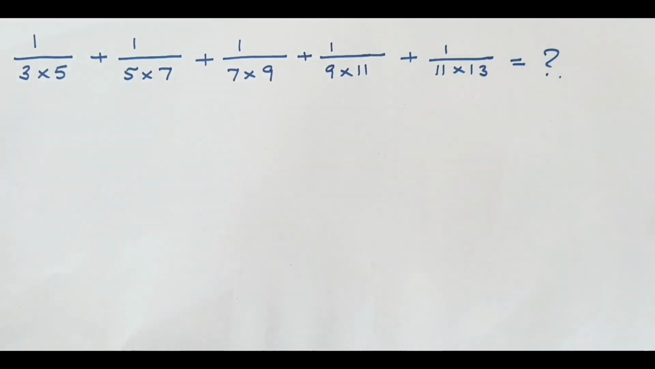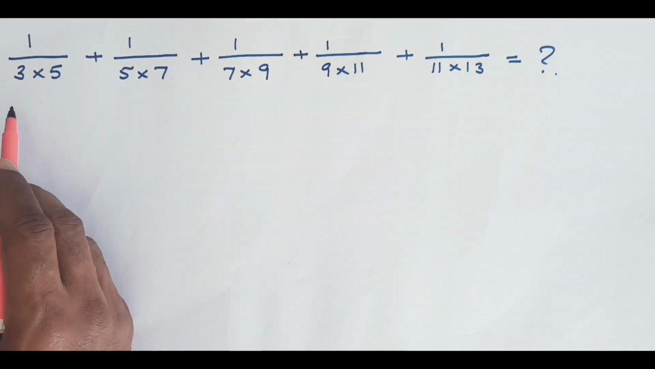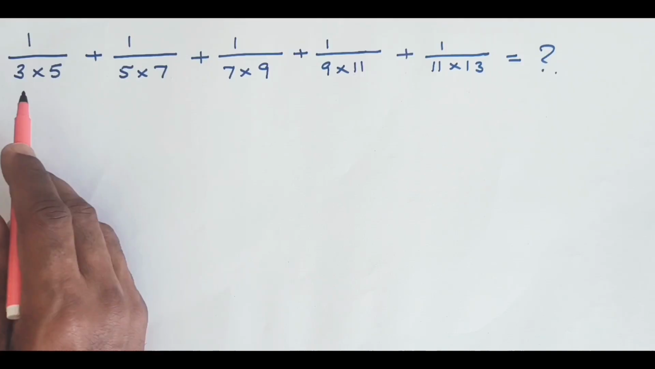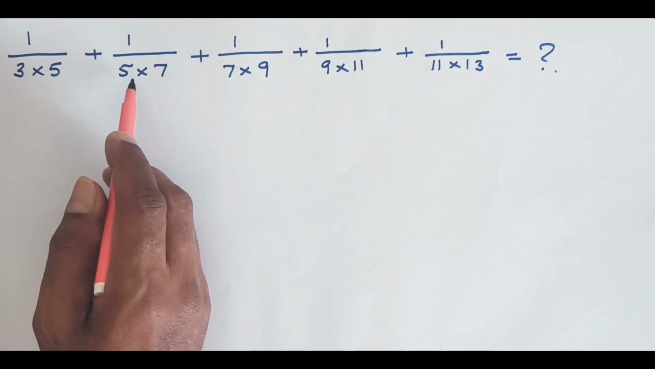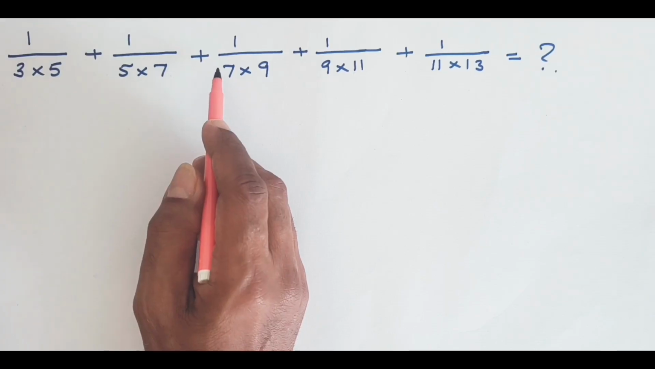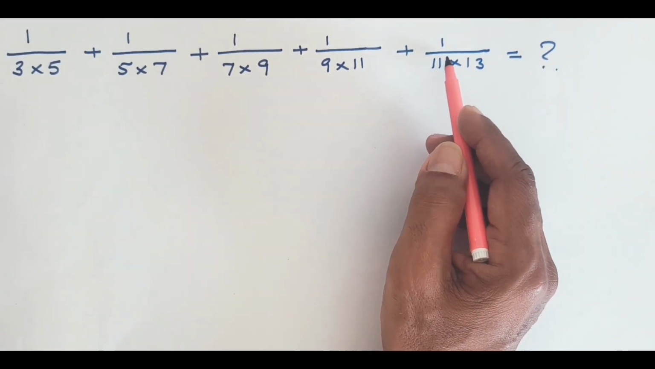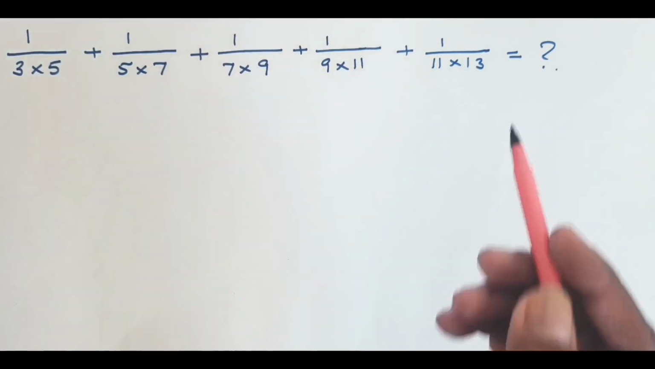Hello everyone. In today's video, we are looking at some useful shortcuts in adding up the terms of both finite and infinite series. The first one is a finite series like this. 1 divided by 3 multiplied by 5 plus 1 divided by 5 multiplied by 7 goes all the way up to 1 divided by 11 multiplied by 13.